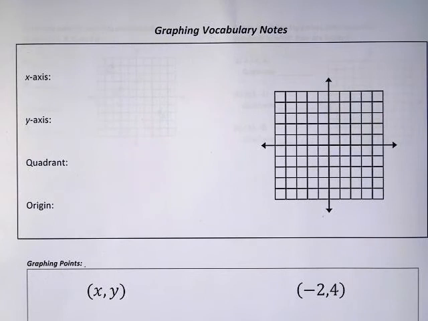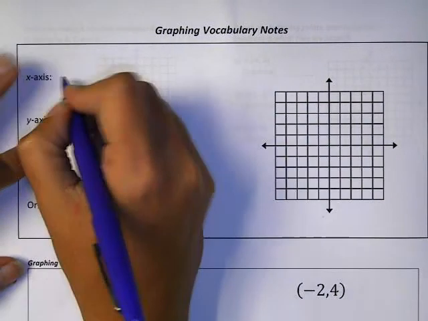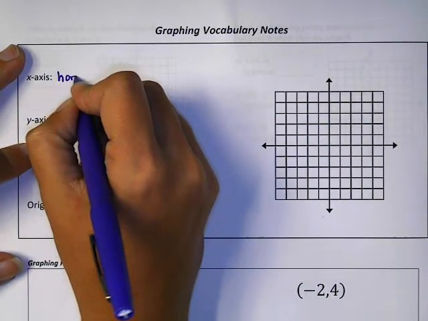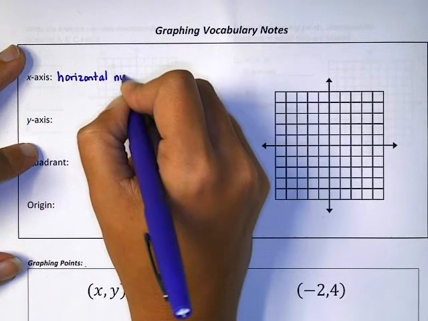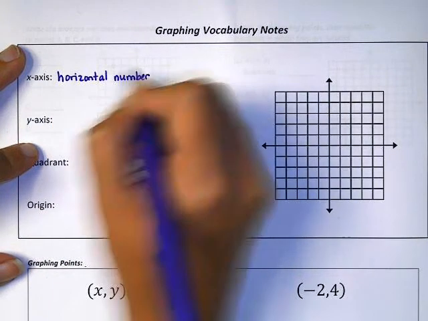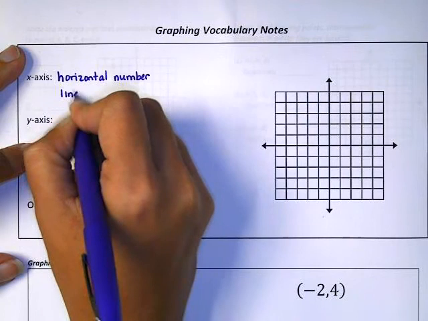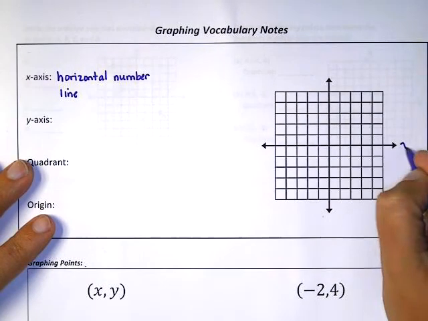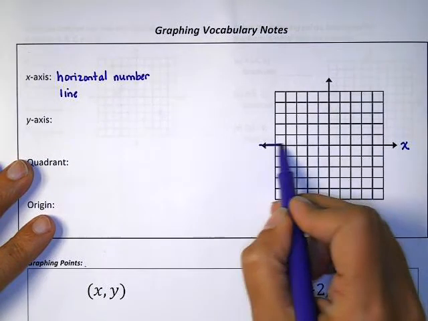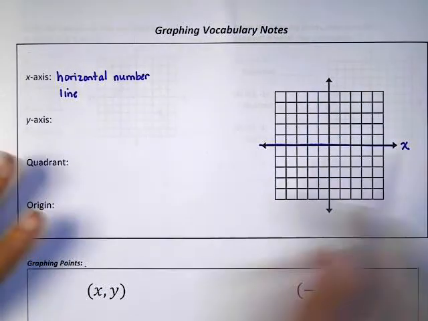The first term that you're going to need to know is x-axis. The x-axis on a graph is the horizontal number line that helps to divide the graph into sections. On this graph, the x-axis would be this horizontal line right here.